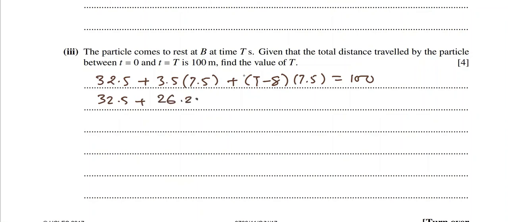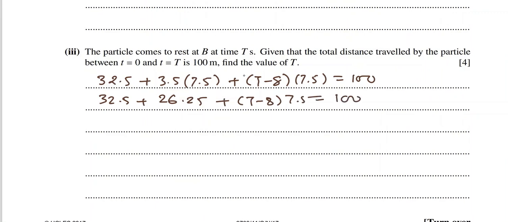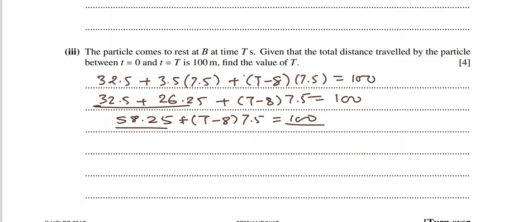32.5 plus 26.25 plus T minus 8 times 7.5 equal to 100 will be the next step. These two will give me 58.25 plus T minus 8 times 7.5 equal to 100. If I take this to the right side, it subtracts. So T minus 8 times 7.5 equal to 100 minus 58.25, and that gives us 41.25.